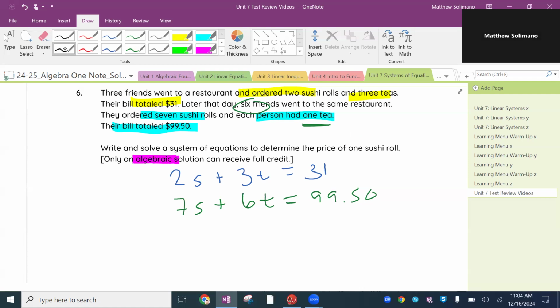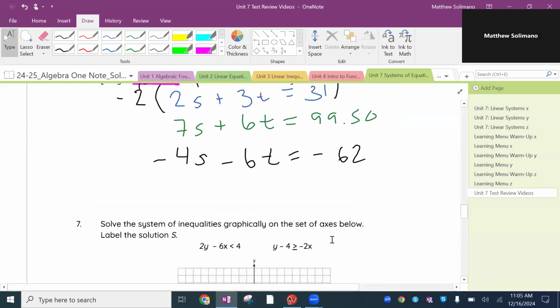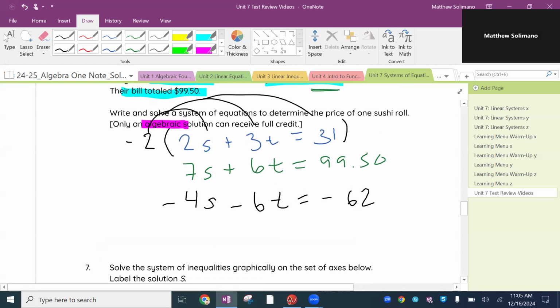But I want it to cancel out. So I need it to be a negative 6. So I'm going to multiply this top equation by negative 2, so it cancels out. And then 3 times 2 would be 6. So I'm going to multiply this whole top equation and get negative 4s, because negative 2 times 2 is 4, s, minus 2 times 3 is 6, t, equals negative, because negative times positive here, 31 times 2 is 62. So I just changed that first equation by multiplying it by negative 2. So that's all I did right there.